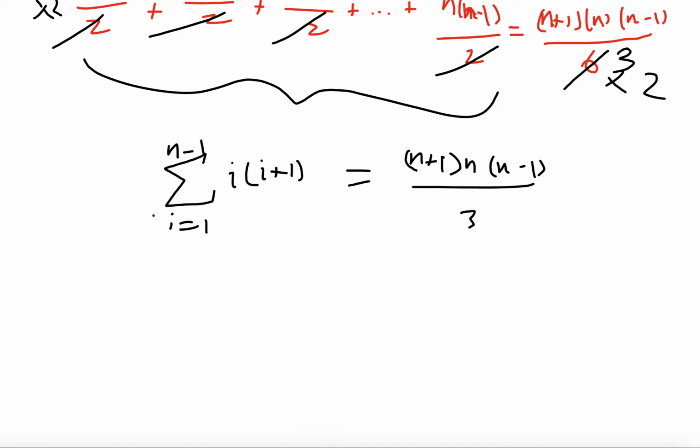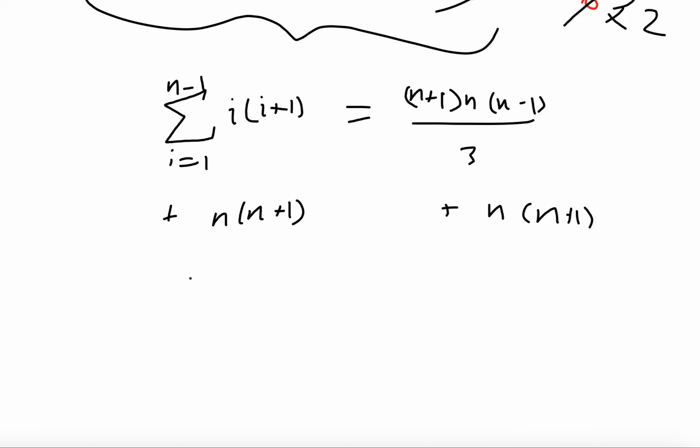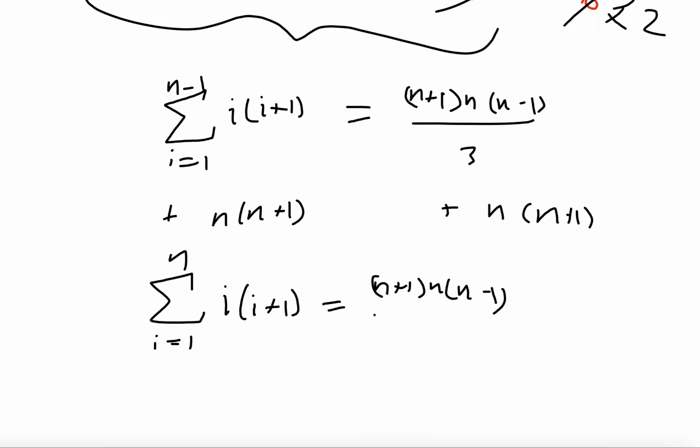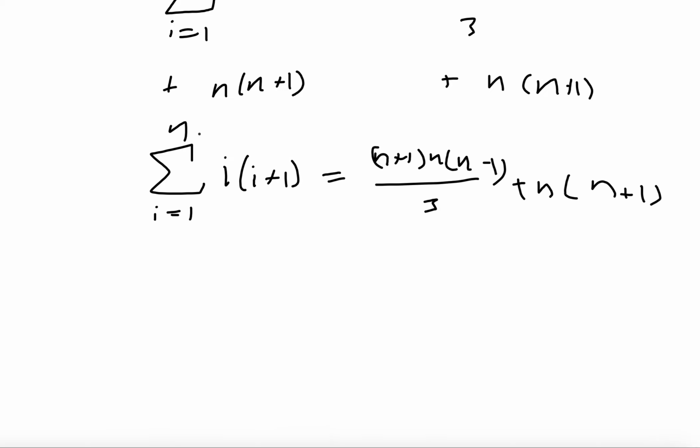So what do we do? We set i equal to n, and we add to both sides n times n plus 1. If we do that, the left-hand side becomes the sum as i goes from 1 to n of i times i plus 1. The right-hand side remains the same, n plus 1 times n minus 1 over 3, and we subtract from that n times n plus 1. Great.